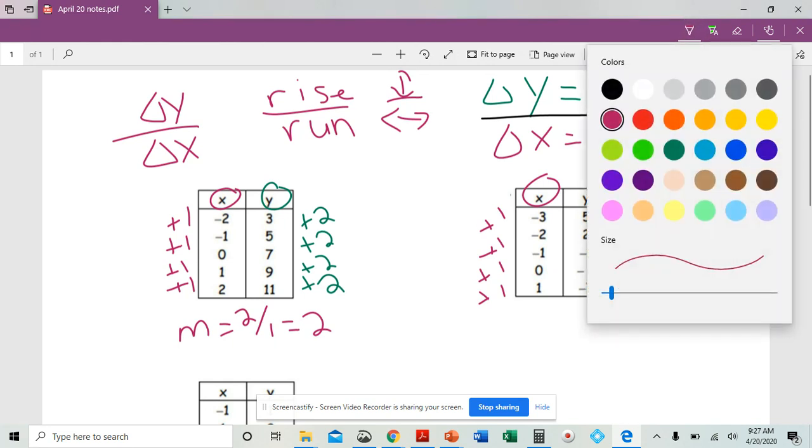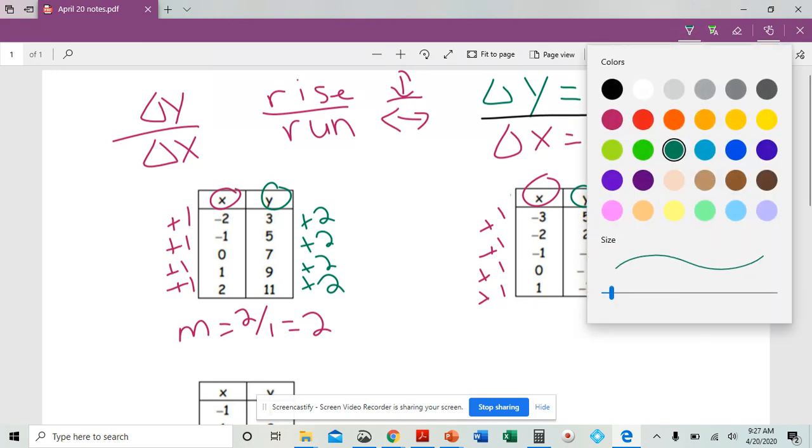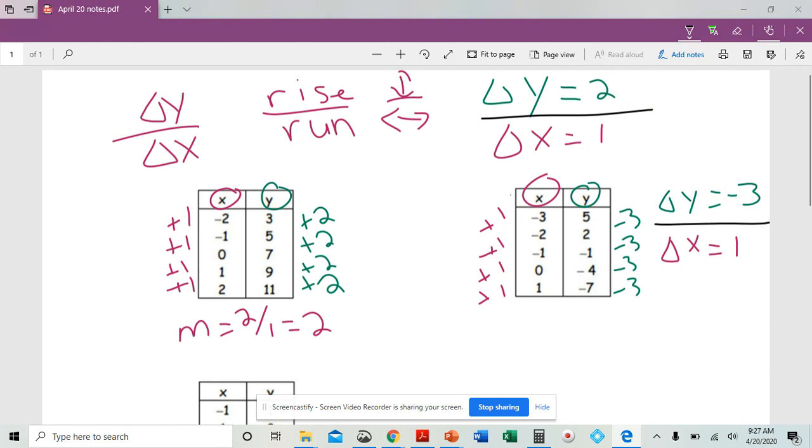All right, so our change in y from 5 to 2, we subtracted 3. From 2 to -1, we subtracted 3 all the way down. So our change in y is -3. So when we put that into the ratio, -3 over 1, we know that m, our slope, is going to be -3 over 1, which simplifies into -3.